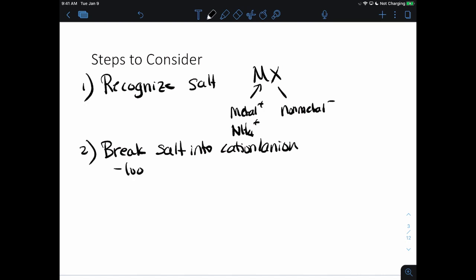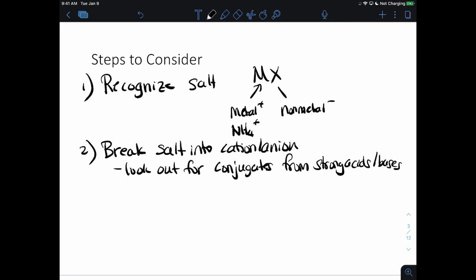And while you're doing that, look out for some conjugates from strong acids and strong bases, because that'll help make things a little bit easier here. So break it apart into the cation and into the anion. And the reason is these salts tend to be soluble, so they are not stuck together anymore. They have dissociated and are swimming in solution independent of one another.